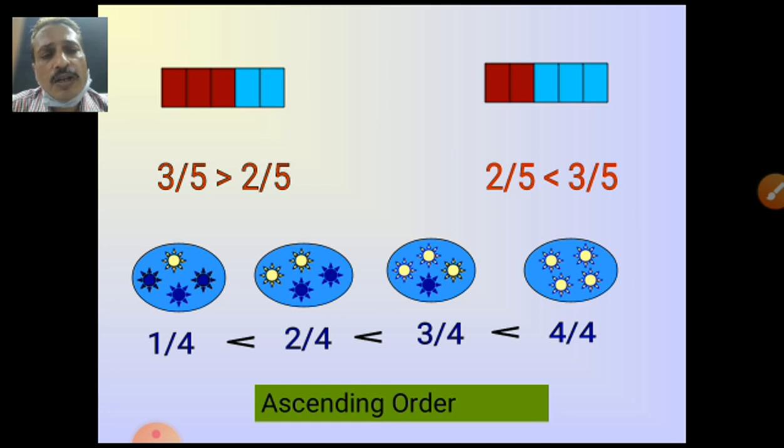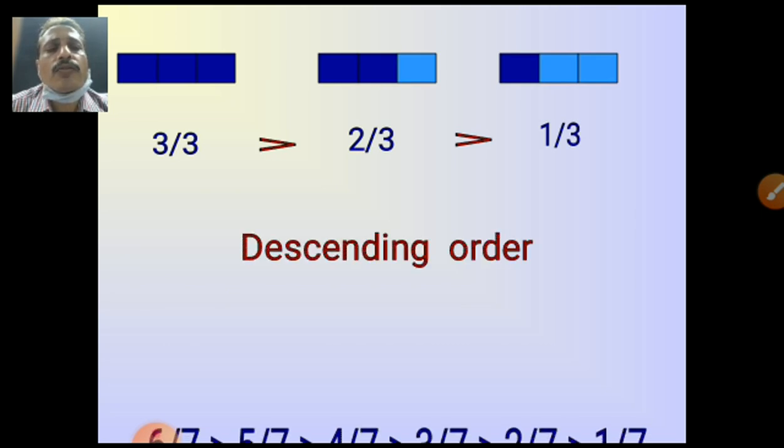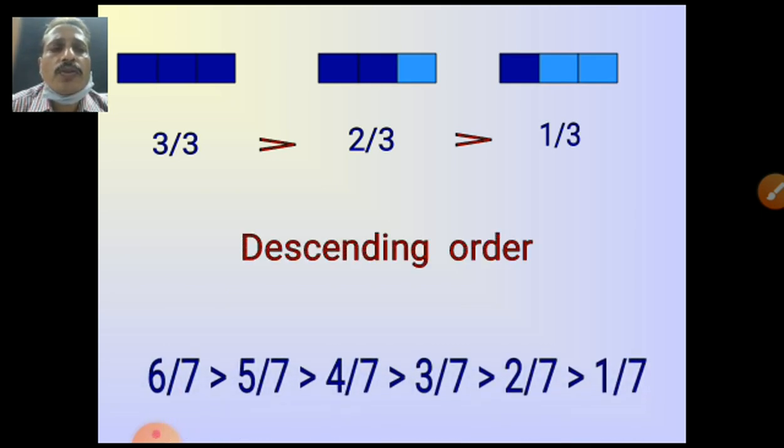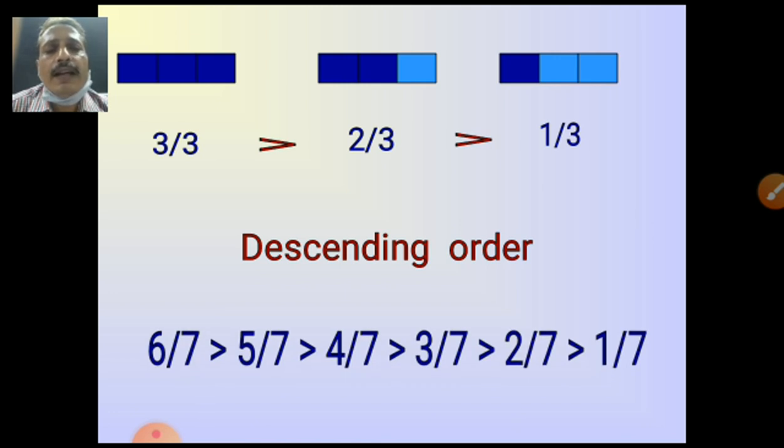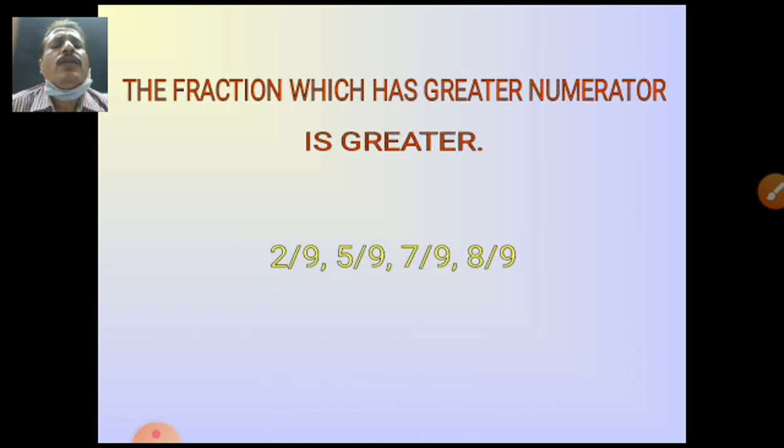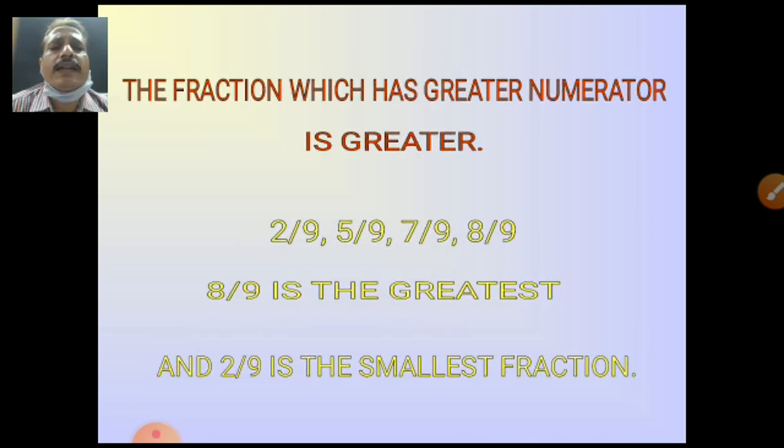In the pictures 1, 2, 3, 4: 1 is smaller than 2, 2 is smaller than 3, 3 is smaller than 4. That's why the signs are in ascending order. And vice versa, descending order also: 3 upon 3, 2 upon 3 and 1 upon 3 is a descending order, or you can make it 6 upon 7, 5 upon 7, 4 upon 7, etcetera. Look here, the fraction which has the greater numerator is greater, for like fractions only. Once again I remind you, like fractions means the denominators should be equal. Yes students, the denominators should be equal. Okay, let's see.